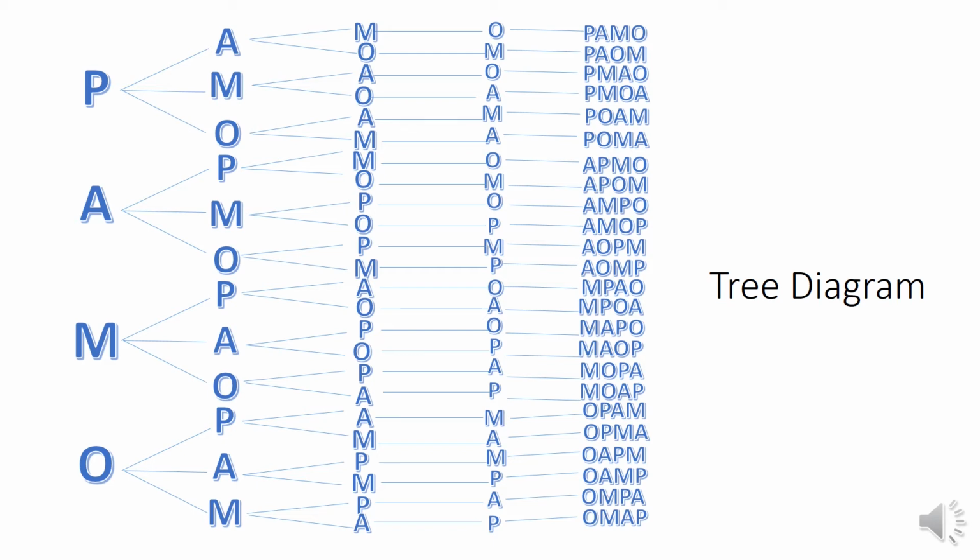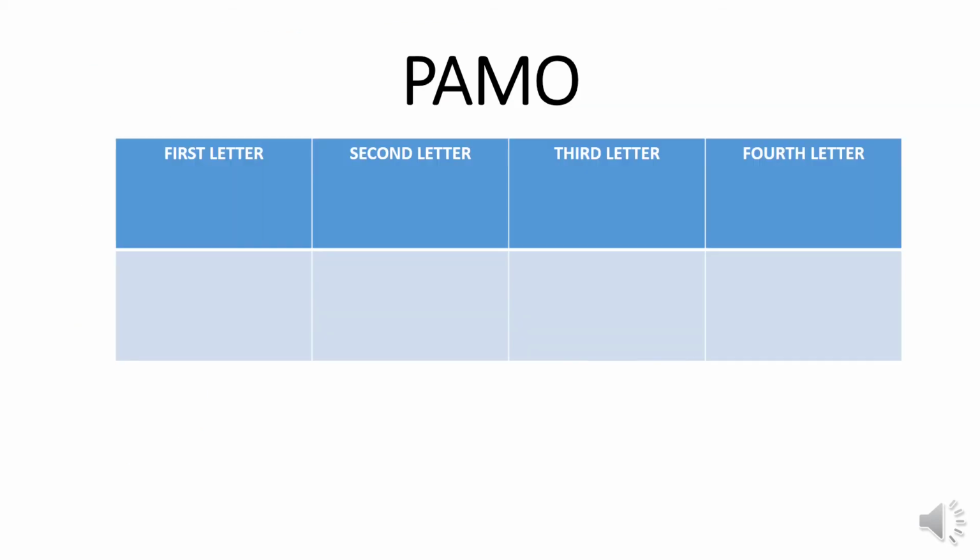So getting the 24 passwords out of the 4 letters P, A, M, and O using a list or a tree diagram is very tedious. Because of this, we consider other ways. Hence, the number of permutations of 4 different letters is, so for the first letter, there are 4 choices.